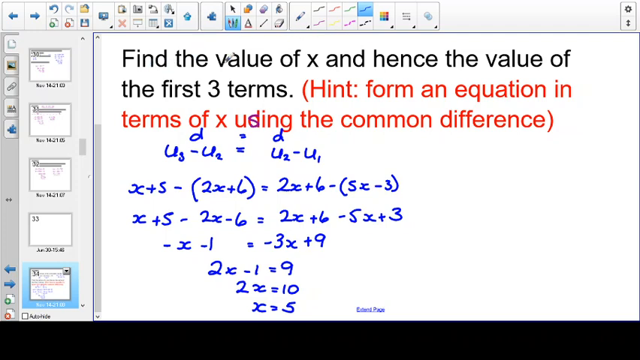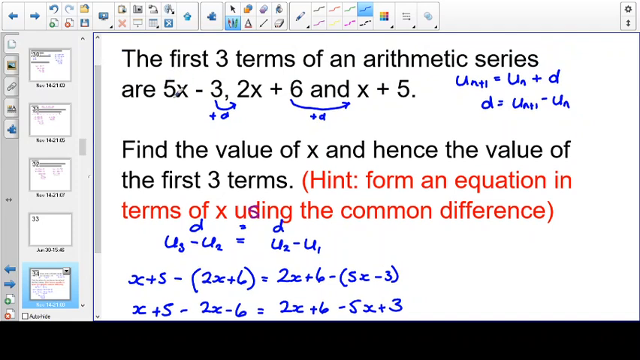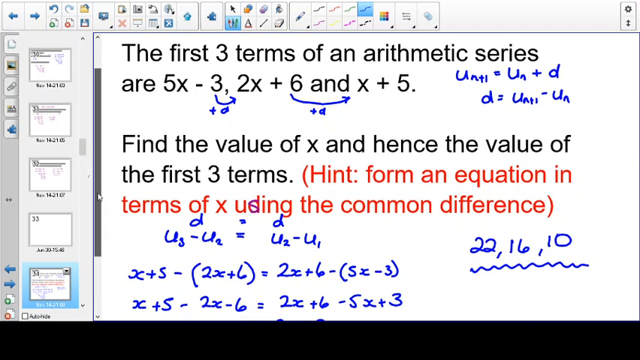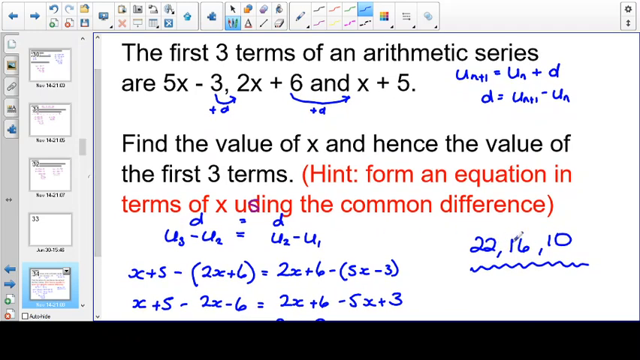And then it says, find the value of x and hence the value of the first 3 terms. Well, if x equals 5, 5 times 5 take 3 is 22. 2 times 5 plus 6 is 16. And 5 plus 5 is 10. And you can see that you've got a sequence that's going down by 6 each time. So just check. Obviously, if that wasn't an arithmetic sequence, you know you've gone wrong somewhere.